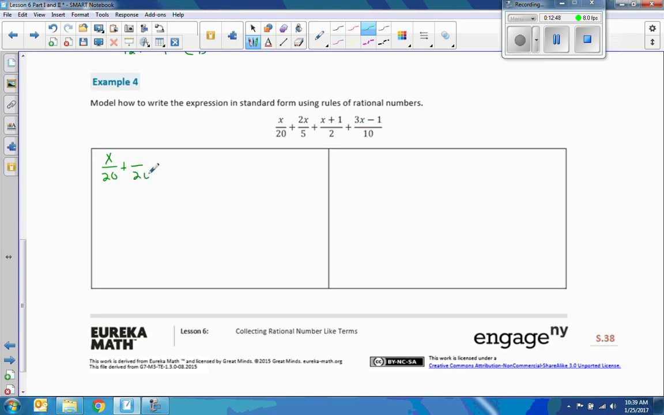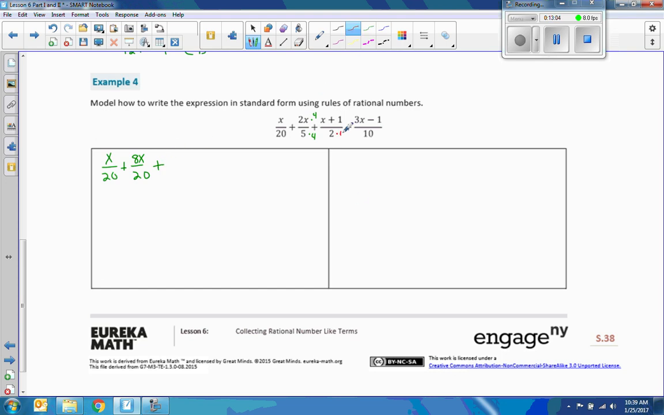But I need a 20 here. So in order to get a 20 from 5, I had to multiply top and bottom by 4. So 4 times 2x is 8x. Okay? Plus, I'll change the colors here for this one.